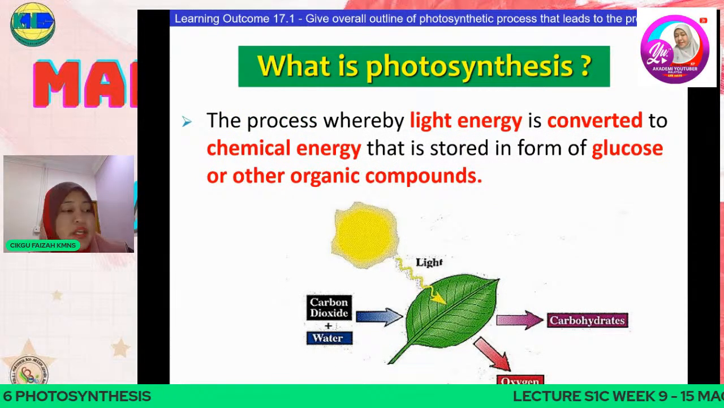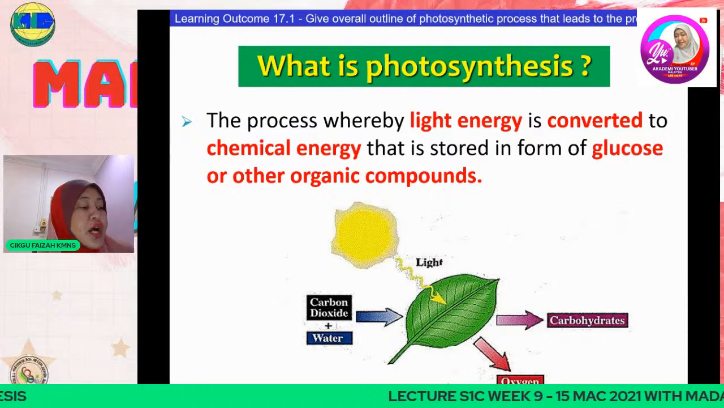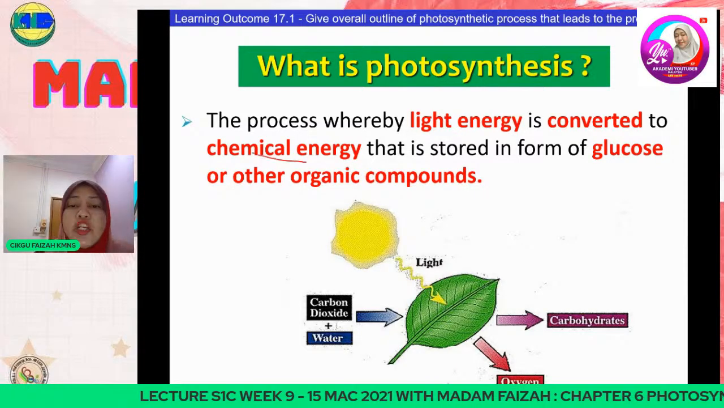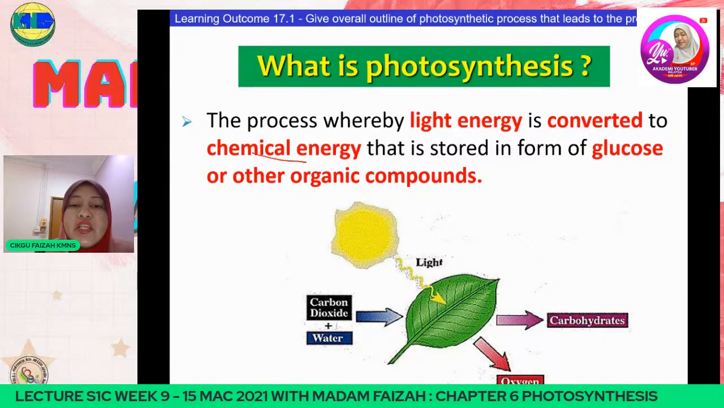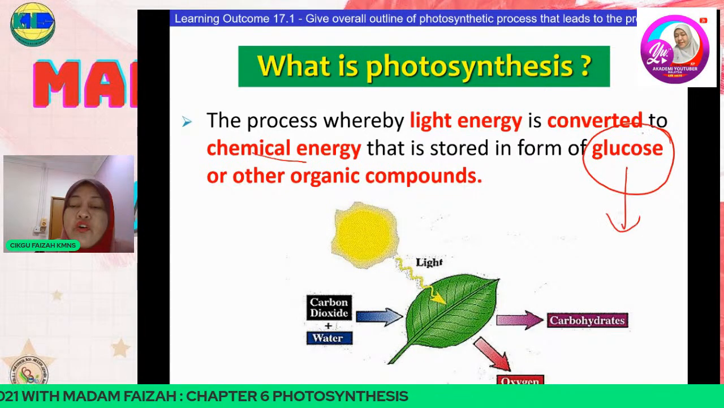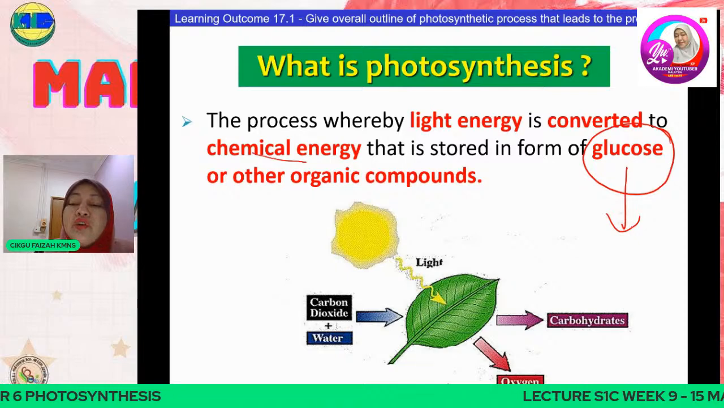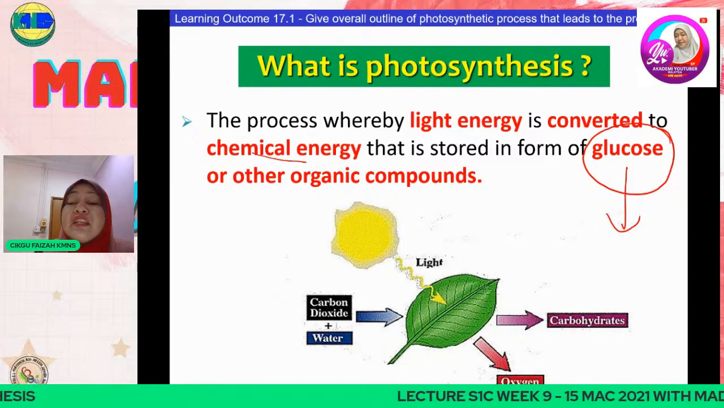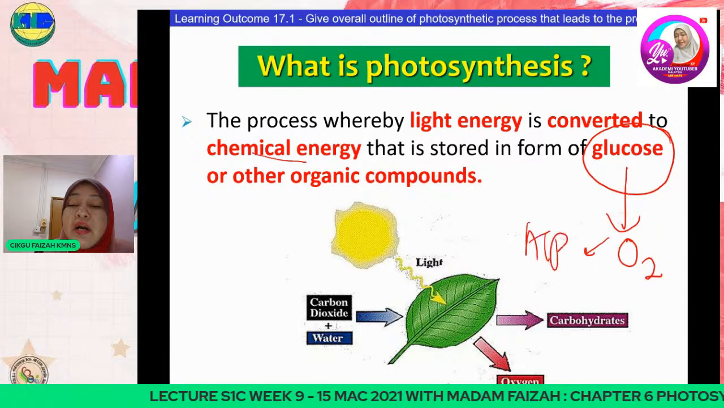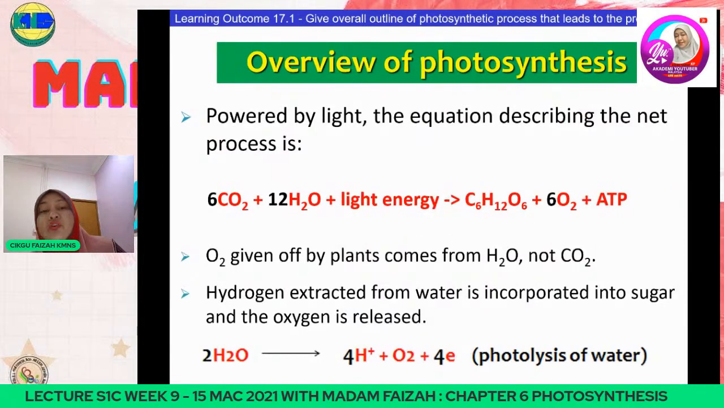Now let's overview the process, class. Light energy is converted to chemical energy, and where is this chemical energy stored? Yes, in the form of glucose. So how do we get this chemical energy? This glucose has to undergo the process of cellular respiration, but oxygen must be present to get a lot of energy. Right? So this is the overall view.